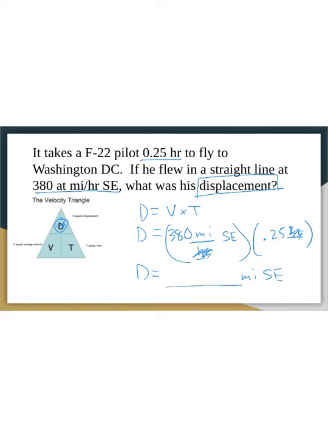So now all we have to do is punch it out on the calculator to get the number. So I take 380 multiplied by 0.25, and I can see my F-22 pilot flew for 95 miles in that time when she's performing in a show to represent the Air Force.